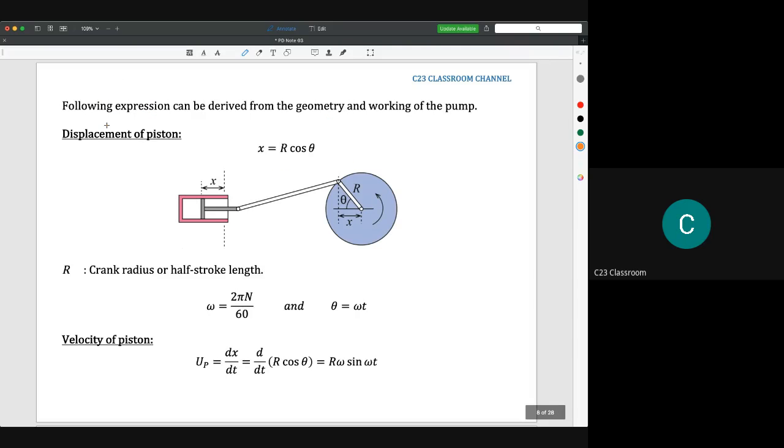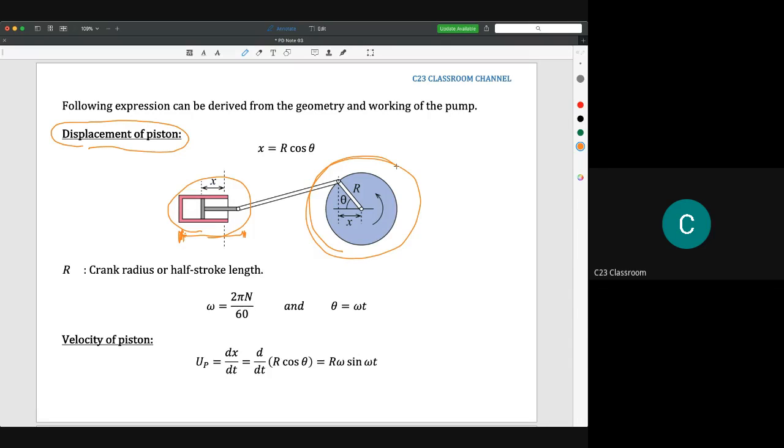And now I would like to continue these ideas by introducing the displacement of the piston. The displacement of the piston is very important because it shows the stroke of the piston. It shows us the volume that can be created by that piston. So this is the connection between the piston and the crank arm here.